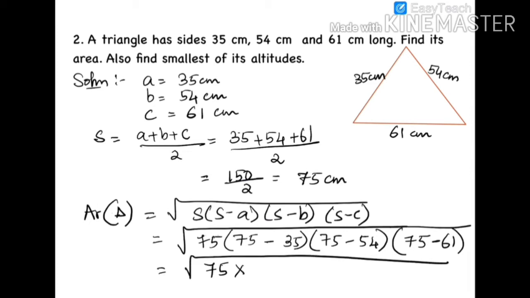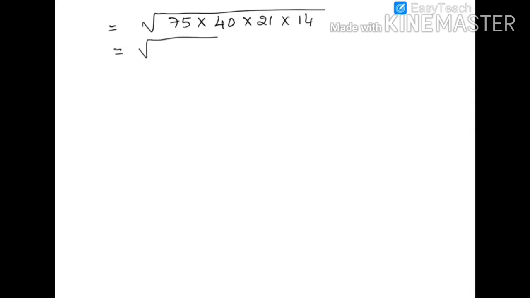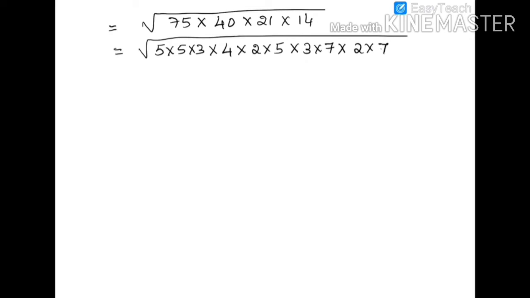Simplifying each bracket, we will get root of 75 into 40 into 21 into 14. Now we will factorize each of these numbers. 75 is 25 into 3, so that is 5 into 5 into 3. 40 is 4 into 10, and 10 is 2 into 5. 21 is 3 into 7. 14 is 2 into 7.